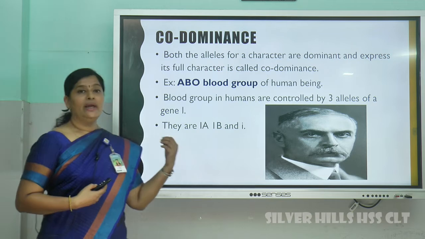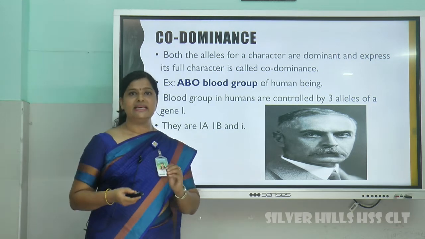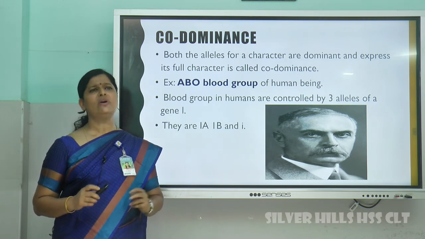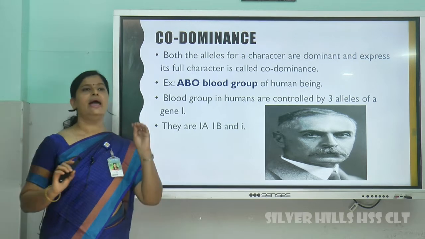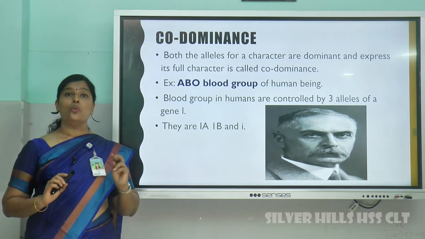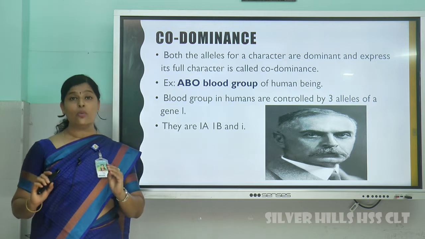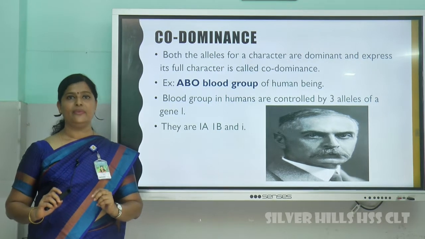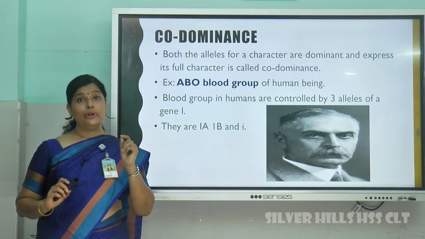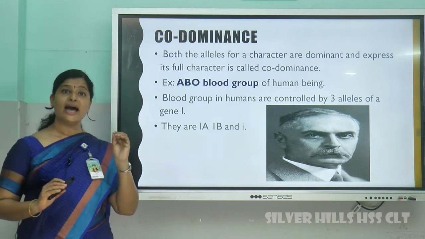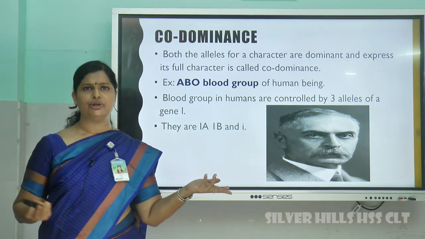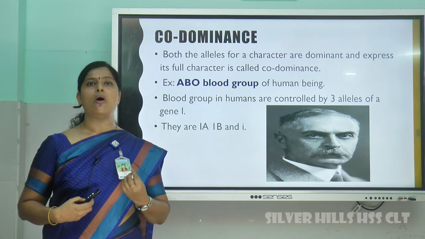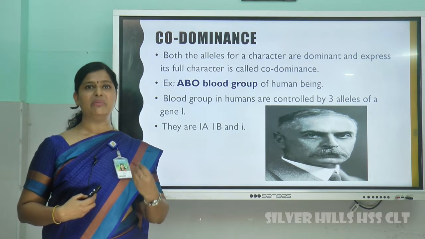So in our RBC we have two types of antigens, right? What is an antigen? It's a protein, that's it. One is called antigen A and the other one is called antigen B. And the gene that produces these antigens, you know that every character is controlled by genes, isn't it? The gene that produces these antigens is called the I gene.